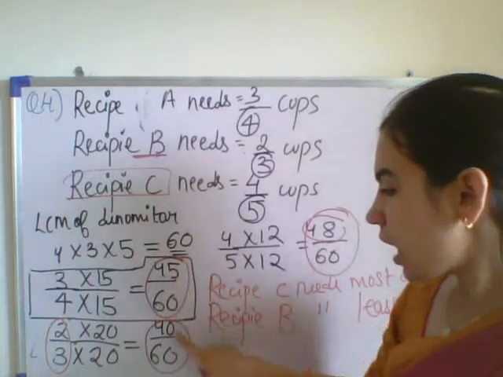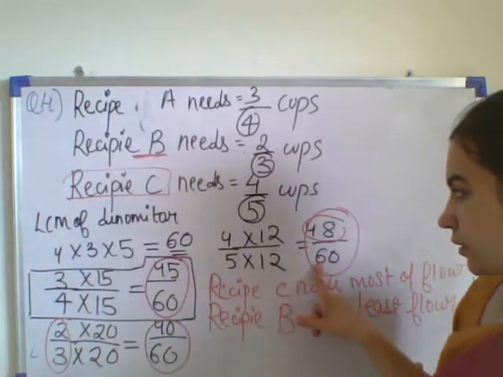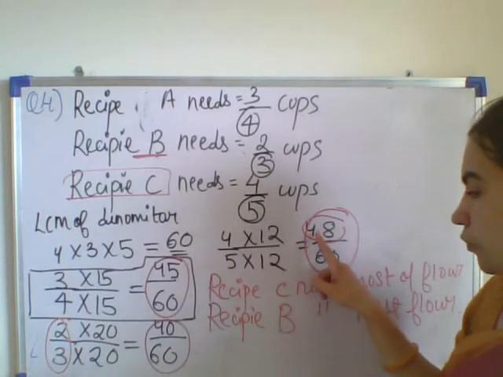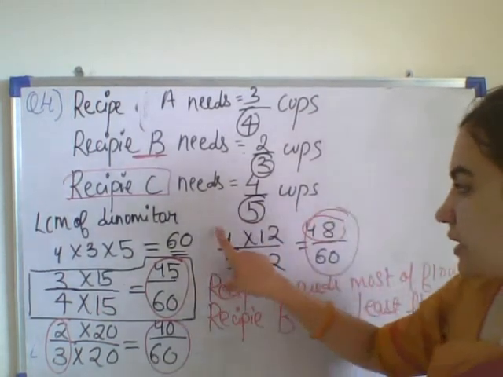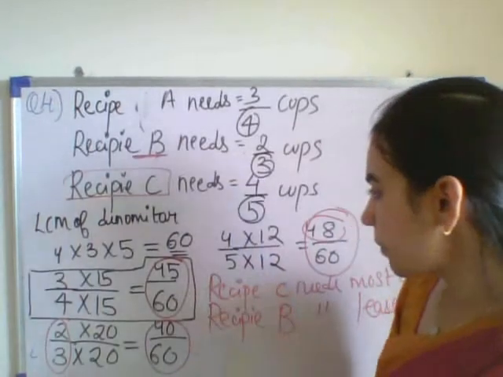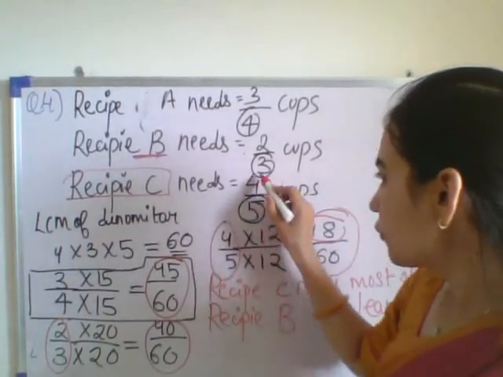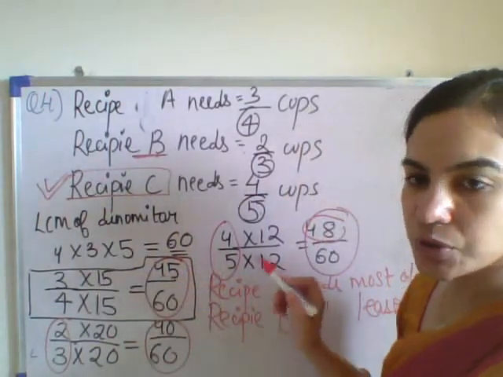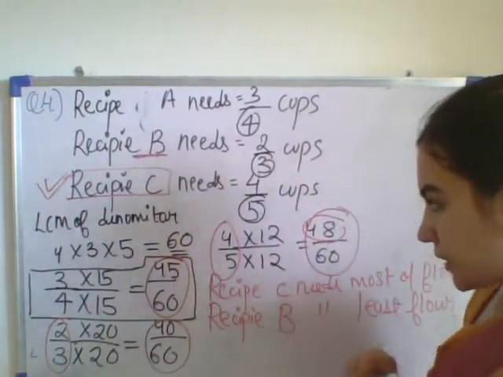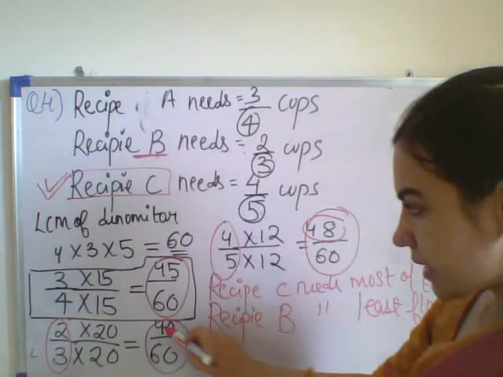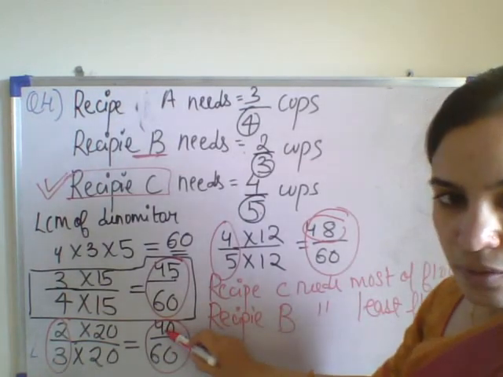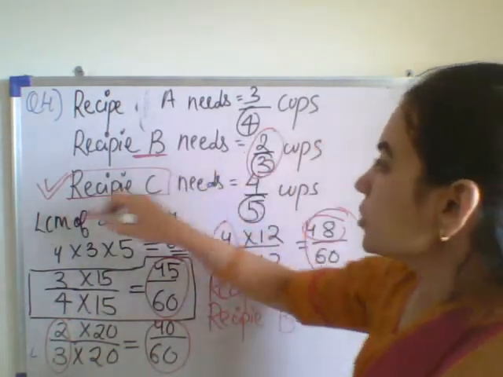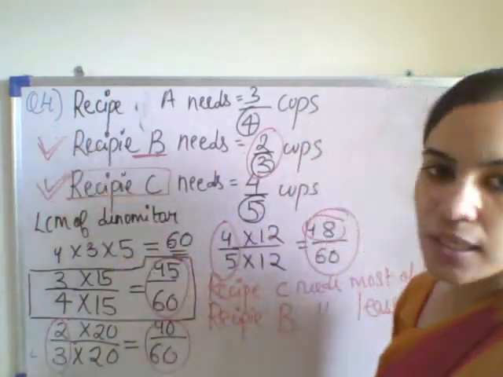Now look at our final answer. Which number is greater? 48. So 48 by 60, which fraction is it? It is 4 by 5, so it is recipe C. So recipe C needs the most flour. Now see the smallest number. The smallest number is 40. It is the 2 by 3rd fraction. See, this is 2 by 3rd. So recipe B needs the least flour.